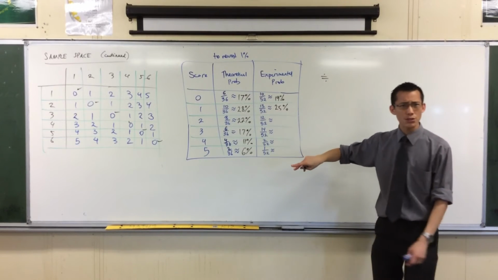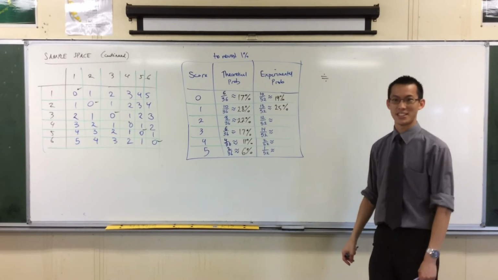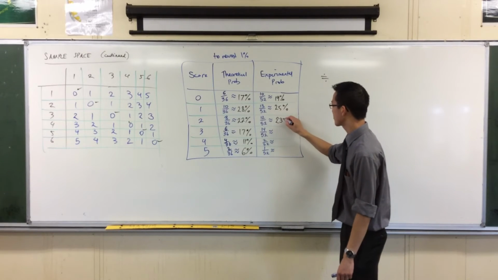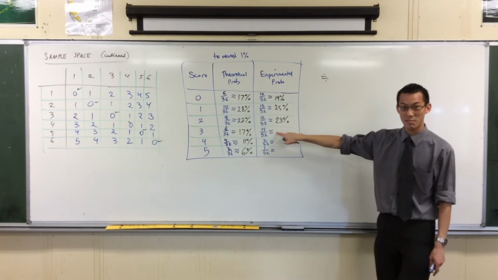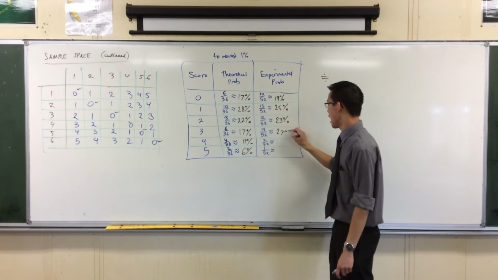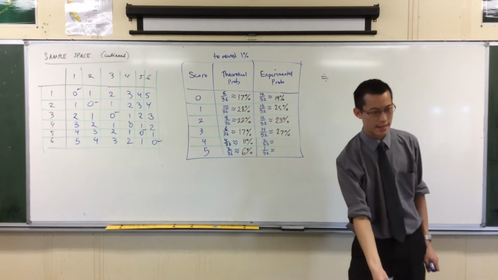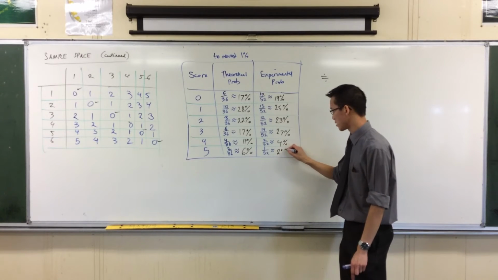12 out of 52. Any takers? 23. I'm guessing 26. Is that about right? 27? How does it round? 27. And then these numbers here are going to be very small, aren't they? 4%? Good, which we'd expect because it's half.